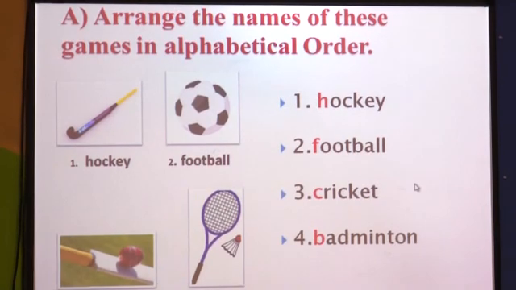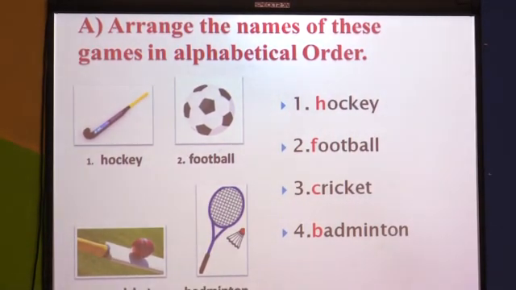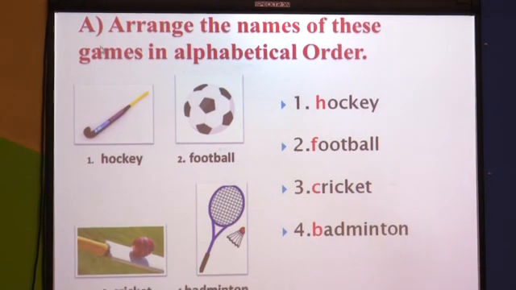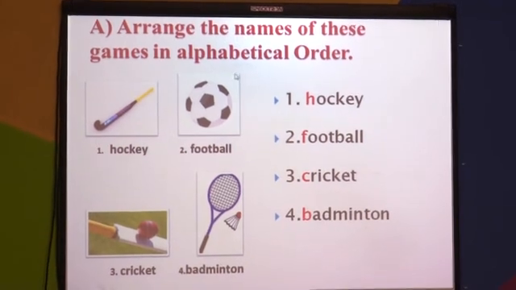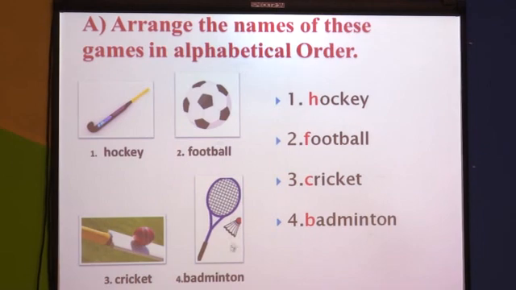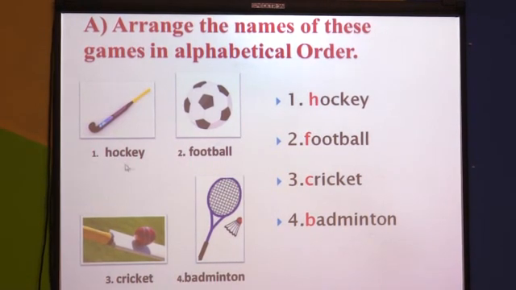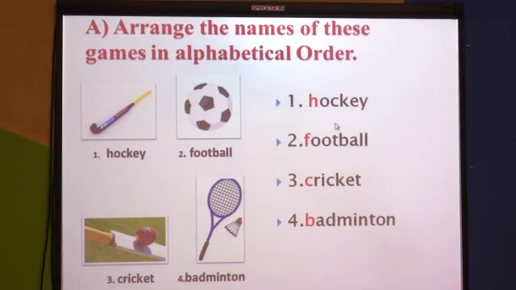Next, the question we have seen in our grammar textbook. First question, what is given? Arrange the names of these games in alphabetical order. Here some names of games are given. We have to arrange these names in alphabetical order. Which are they? Hockey, football, cricket, and badminton.